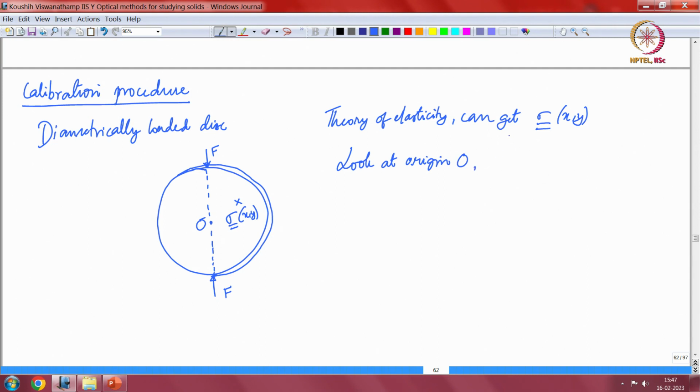The solution here gives that the principal stress difference at the origin is 8f by pi d h, okay, d being the diameter, radius is d by 2. So, from this elasticity solution, we know that the principal stress difference is 8f by pi d h, and this is nothing but n times f sigma by h from before.